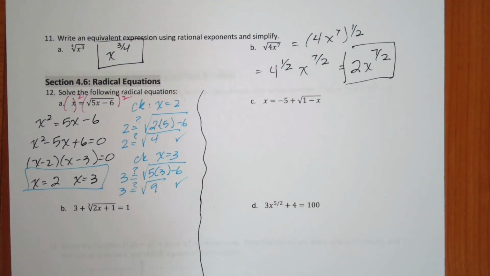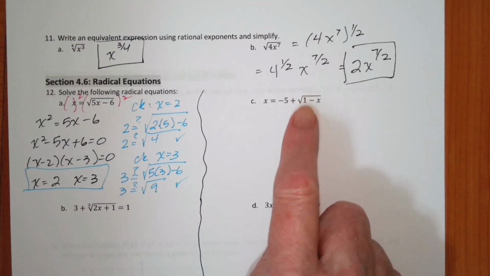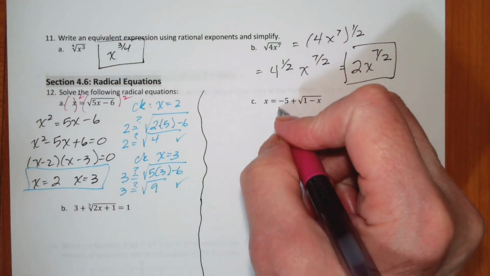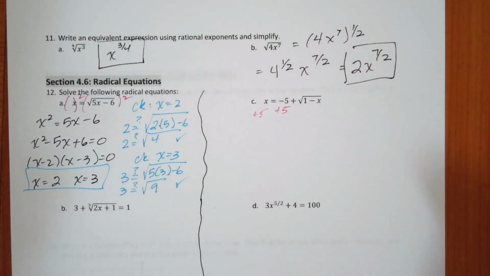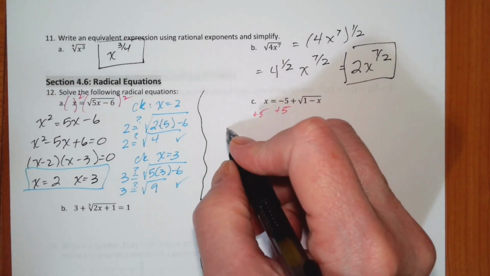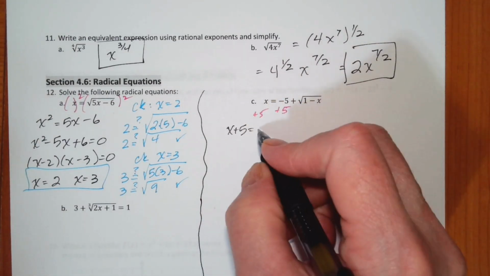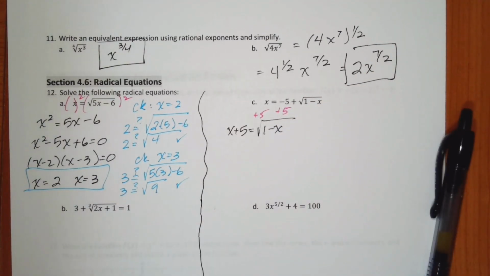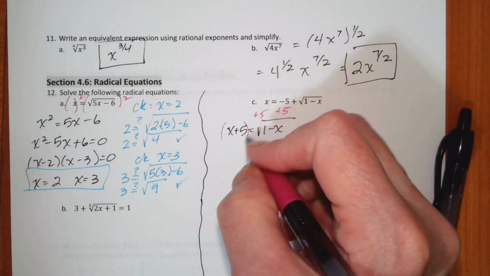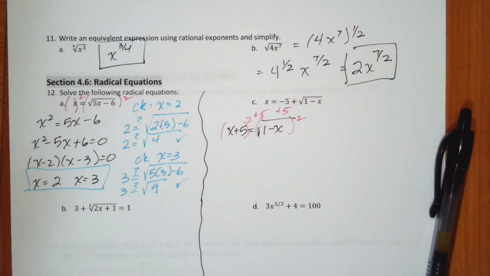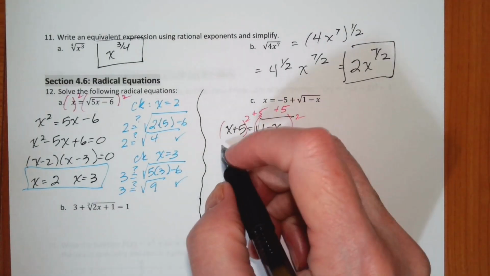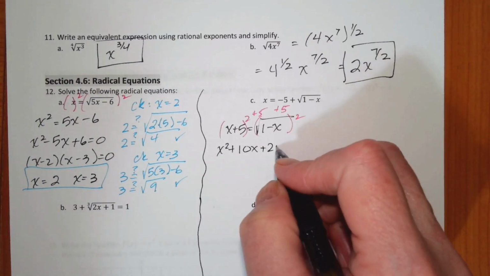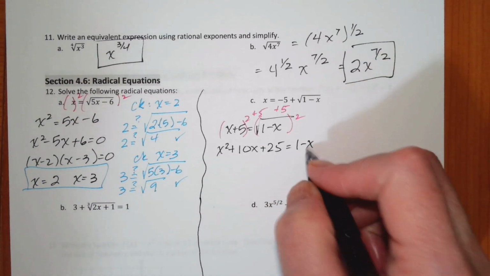All right, so what do I have to do here? The x is not isolated from the radical, so I'm going to have to add 5 to both sides. So that gives me x plus 5 is equal to the square root of 1 minus x. Now I can square both sides. So x plus 5 squared gives me x squared plus 10x plus 25 is equal to 1 minus x.